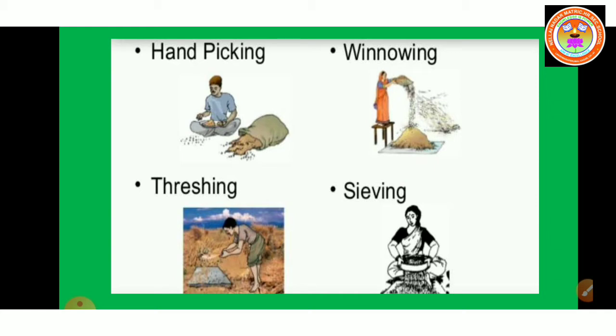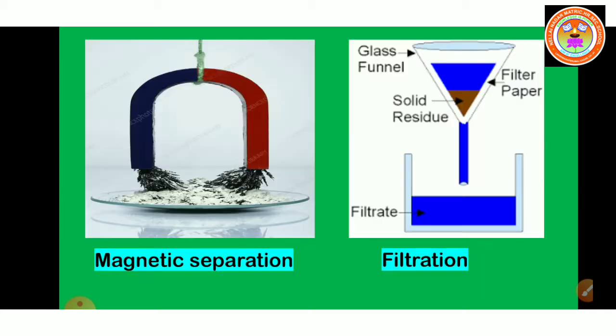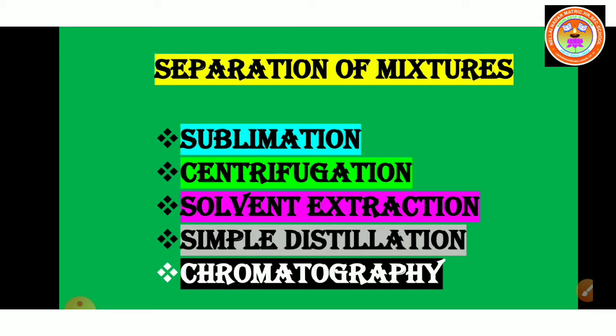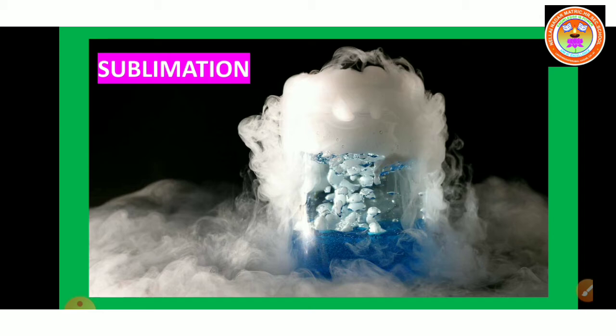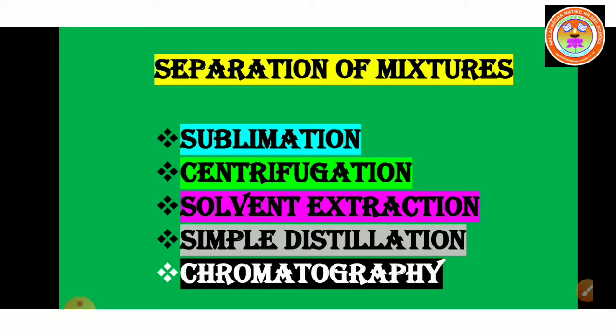Hand-picking, winnowing, threshing, sieving, magnetic separation, and filtration are the various common methods of separating substances from mixtures. In this lesson, we will learn about 5 different separating techniques. They are sublimation, centrifugation, solvent extraction, simple distillation, and chromatography. In this video, we will learn the first 3 separating techniques.